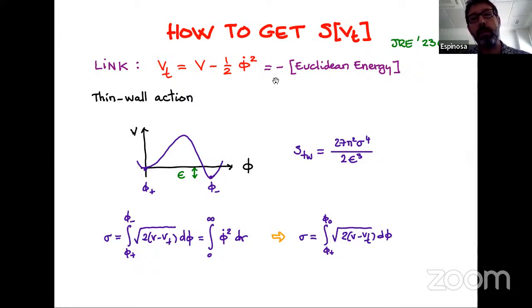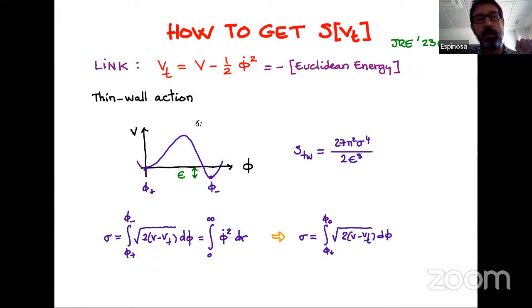Moreover, you can see that this quantity that I brought here on the Euclidean side is nothing else than minus the Euclidean energy. Remember that the potential has the wrong sign. So this is minus the Euclidean energy. So I will use this link between the two formalisms to prove the formula, and I will also use the thin wall action. Let me remind you how the thin wall action is derived.